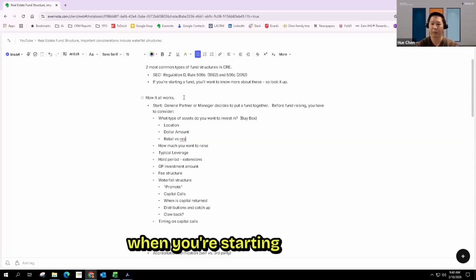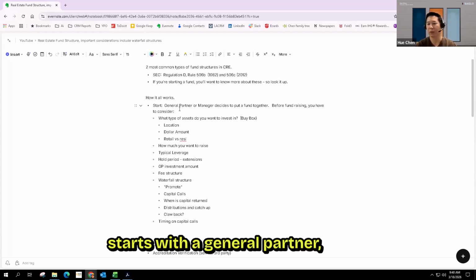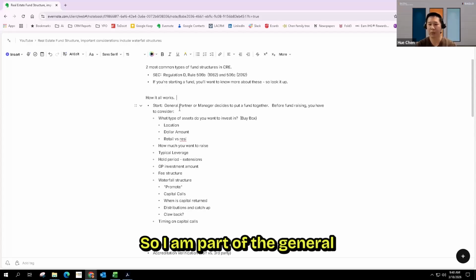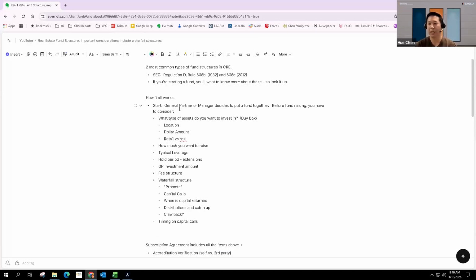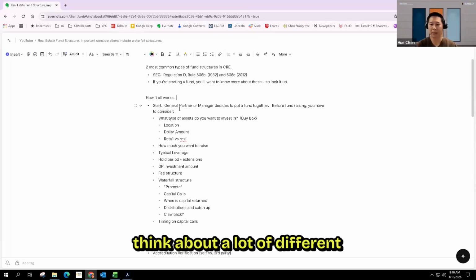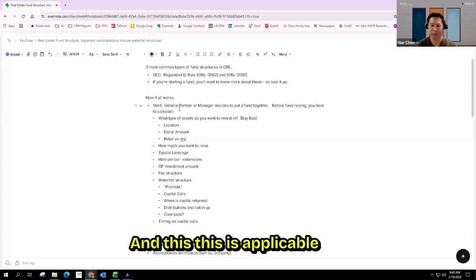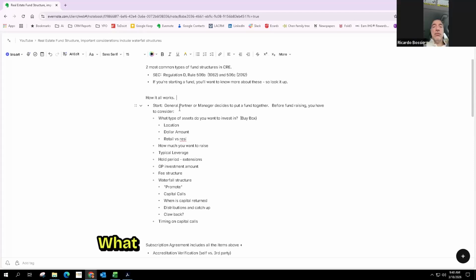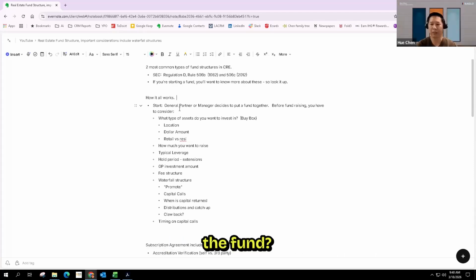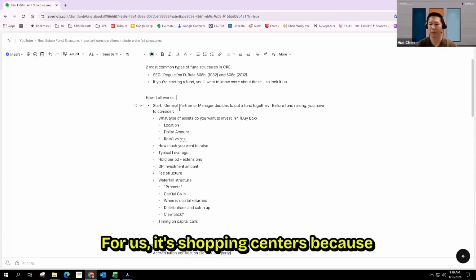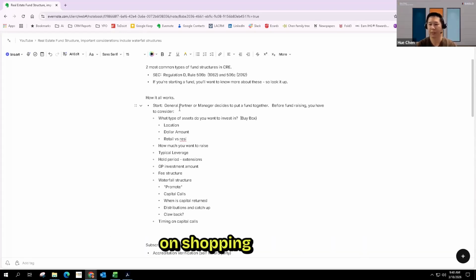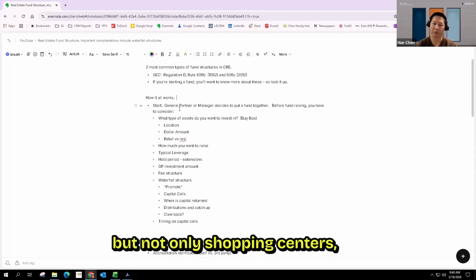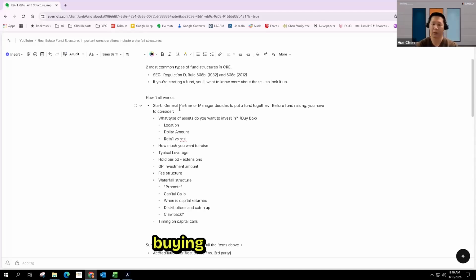When you're starting a fund, it starts with a general partner, right? So I am part of the general partnership of all of our funds, myself and Jack, who's my partner. Before we start a fund, we have to think about a lot of different things, and this is applicable for anyone starting a fund. The first thing is, what type of assets are going to go into the fund? For us, it's shopping centers, because we spent 50 years really focusing on shopping centers. But not only shopping centers. We said, all right, we're not buying enclosed malls. That's out of our buy box.